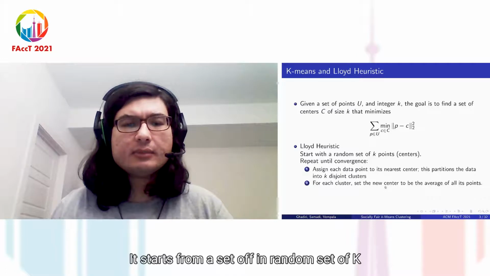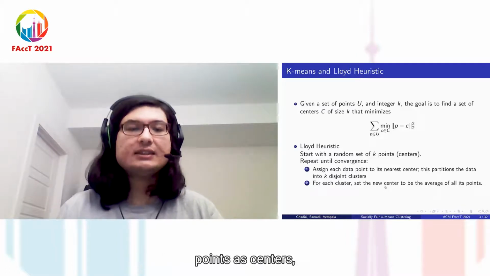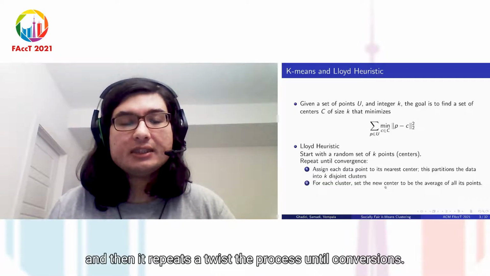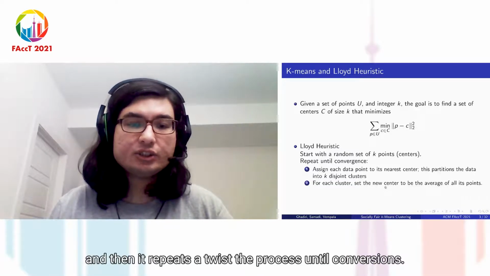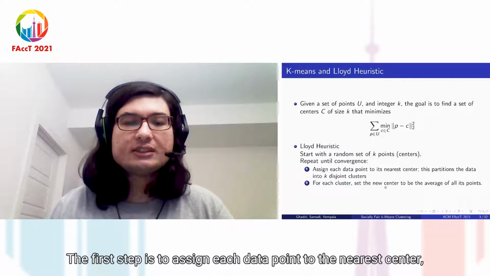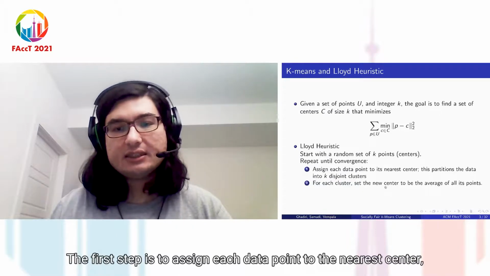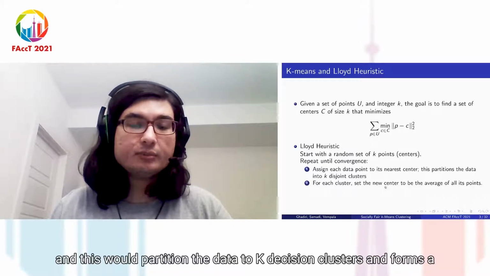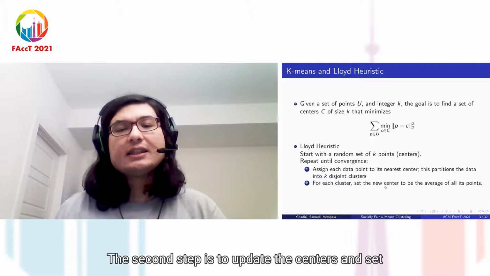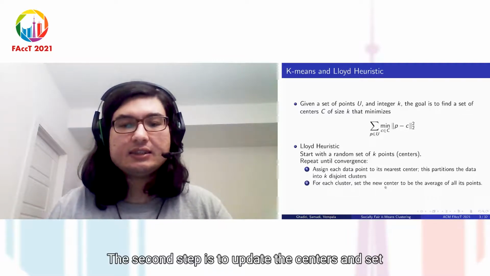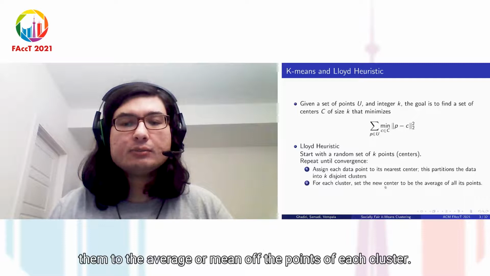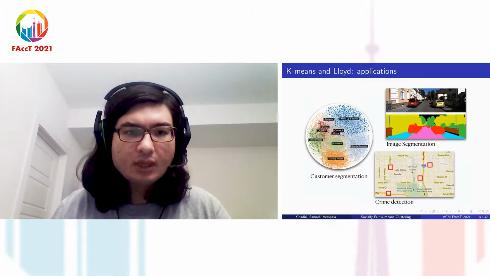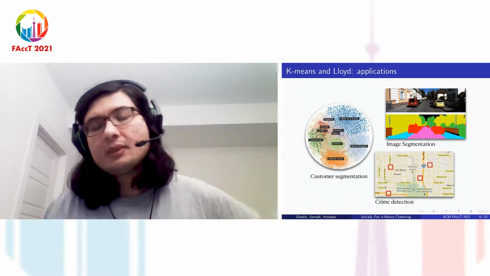It starts from a random set of k points as centers, and then it repeats a two-step process until convergence. The first step is to assign each data point to the nearest center, and this would partition the data to k disjoint clusters and forms a clustering. The second step is to update the centers and set them to the average or mean of the points of each cluster. This finds a local optimum.